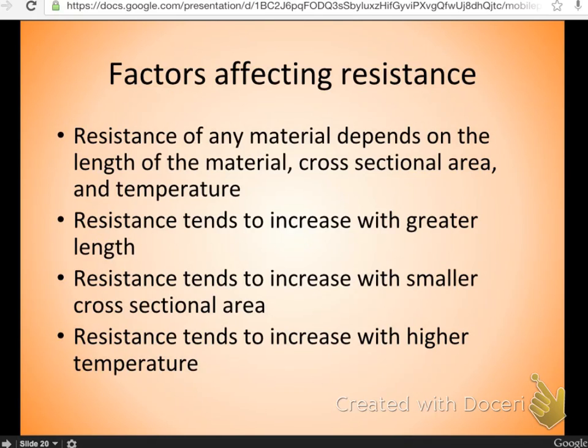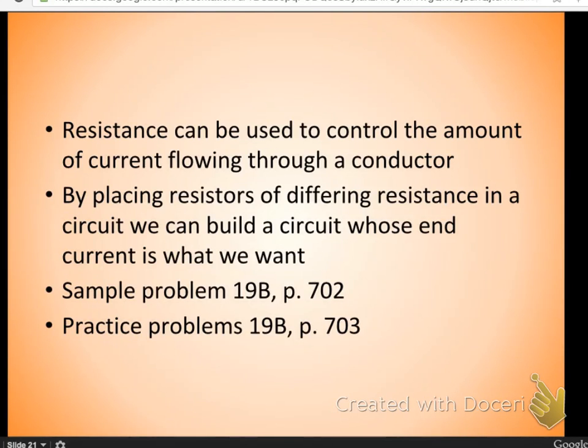That was yours? Yes. Okay, these are actually the kind of problems we will do. So resistance can be used to control the amount of current that flows through a circuit.